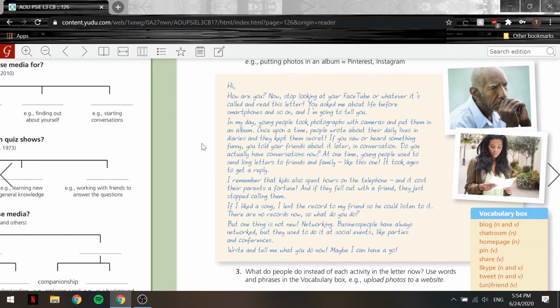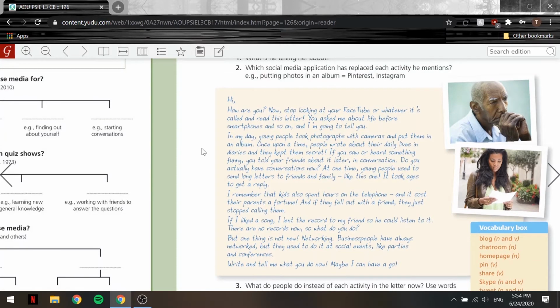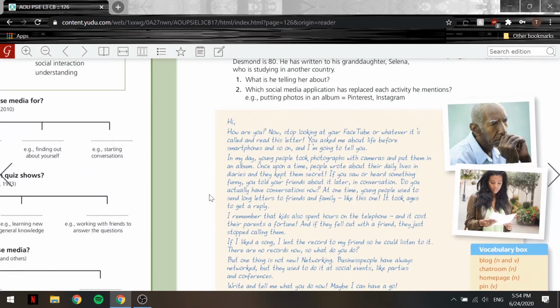Okay, what an interesting old man. Okay, so based on what we just read, we're going to have to find a social media application that replaced some of the activities that this fine gentleman said. So let's start with the first one here, where he says, in my day, young people took photographs with cameras and put them in an album. This one is pretty simple. We'll say Instagram right away. You guys know this. Let's keep going.